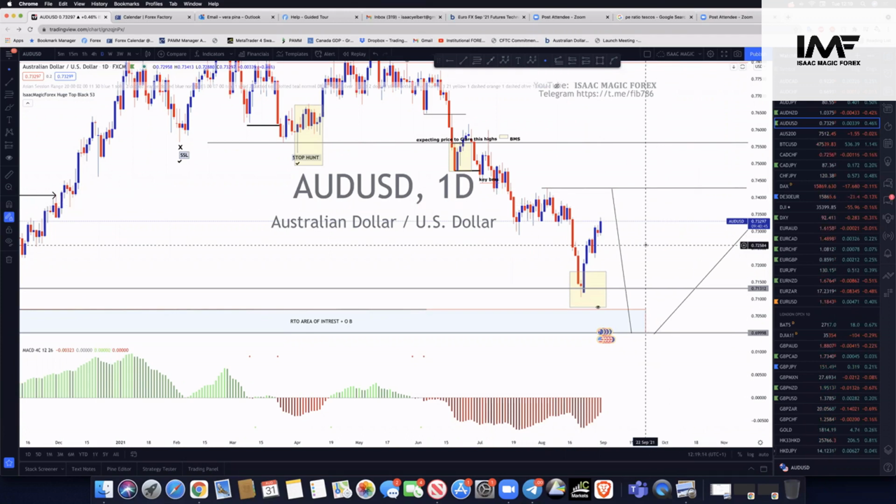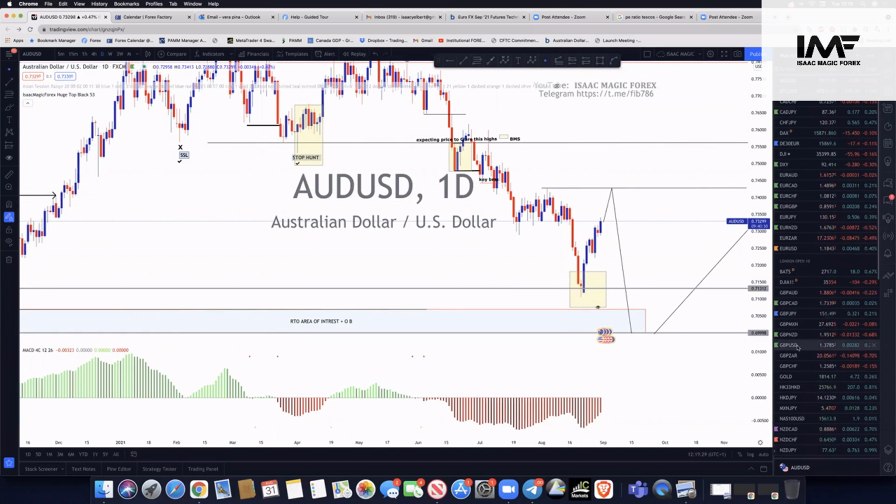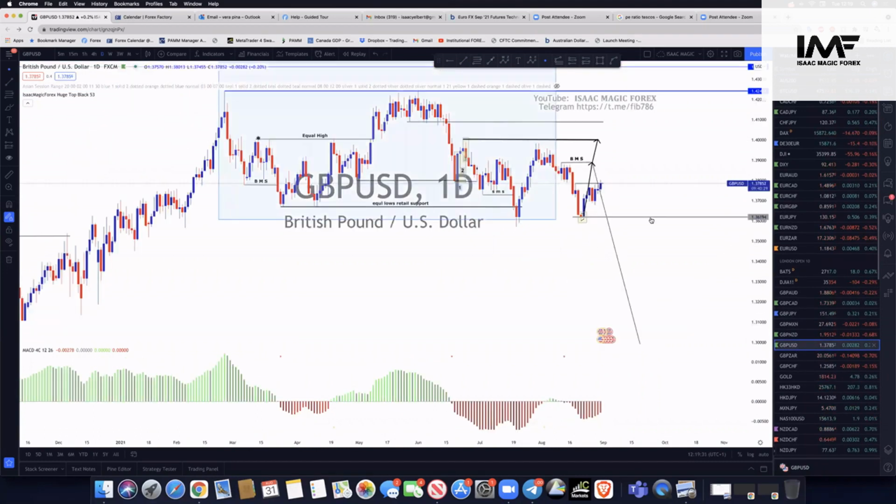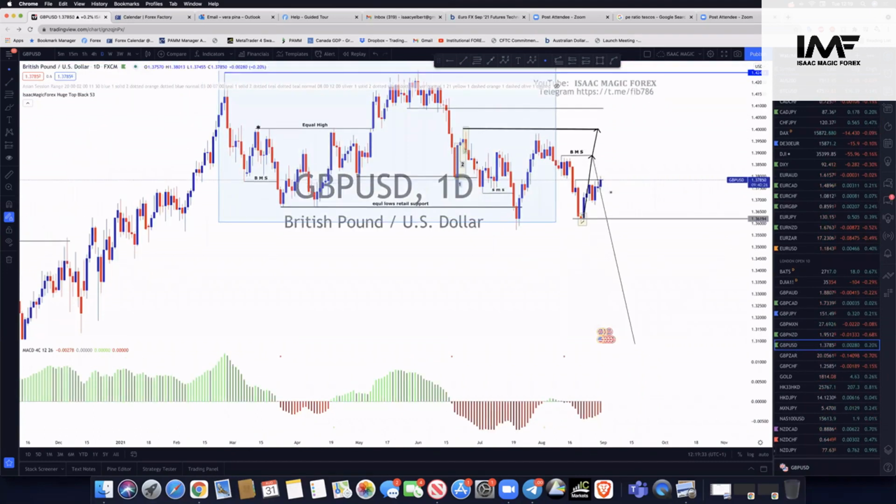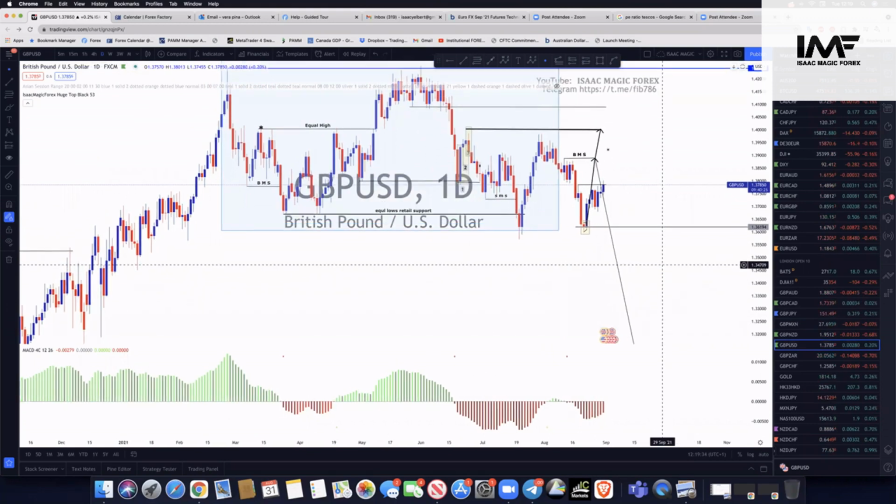This is your target. Okay, so we go to this level and then we are out. That is your first target in Aussie dollar. UJ, yeah, this one is also a buy. Okay, we are buying to go to this level first.